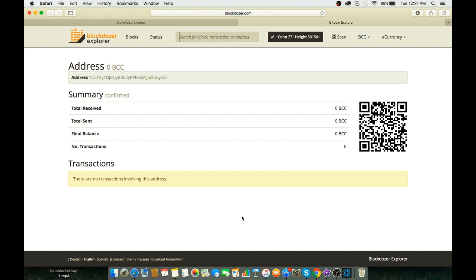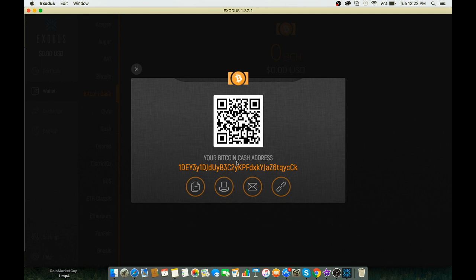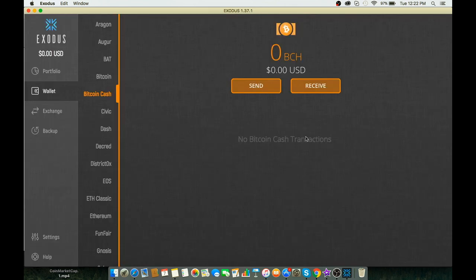I always suggest people to send a small fraction of a coin to a new wallet if you've never sent any money or any coins to that wallet before, so you don't lose all of your coins all at once if for some reason you didn't copy the address correctly, or if there was a problem for some reason with the system. So it's always good to send a small fraction first, of Bitcoin Cash to this address to see if it comes through. And when it comes through, it's going to pop up right here. It'll show you the transactions that have taken place.